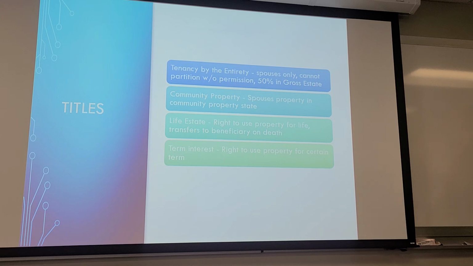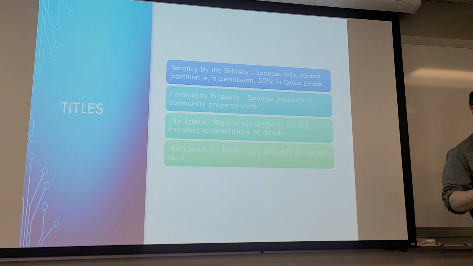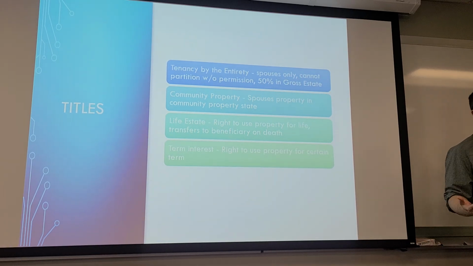Life estate: for the rest of my life, I get to live in this house, and then it goes to whoever, children, grandchildren, Susie. Versus term interest, where it's for the next 10 years, I get to live in this house, and then it goes to somebody else. The danger with the term interest is I could be kicked out. Kids would be like, no, you gotta leave, we wanna live there now, or you gotta start paying rent, something. I don't have the right to stay.